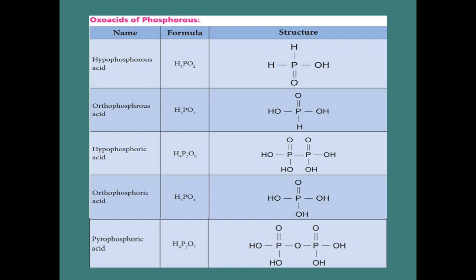Now move on to orthophosphorus acid. Formula H3PO3. Centrally we start from phosphorus. Around that, how many bonds do we need? 5 bonds, so it is satisfied. One of the oxygens possesses a double bond, and 2 more oxygens form single bonds with the phosphorus as well as with hydrogen, and one more hydrogen forms a single bond.